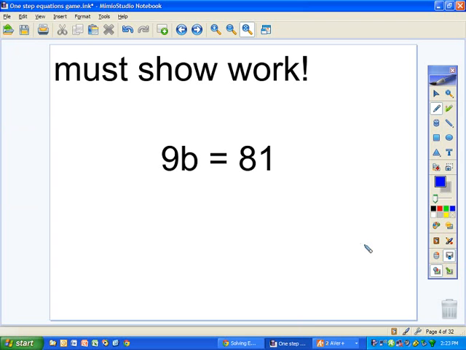Alright, also in algebra you can use multiplication and division. And once again you want to use the inverse operation. If it's telling you to multiply, you want to divide. And if it's telling you to divide, you want to multiply.